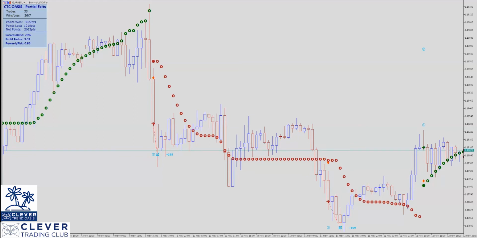Today we are presenting to you the Clever Trend Oasis indicator, which uses trend, breakout, and reversal innovative patterns to show a complete visual trading strategy with transparent performance metrics. And as a trader, your only duty will be to follow simple visual patterns. Okay, let's go through Clever Trend Oasis outstanding features.